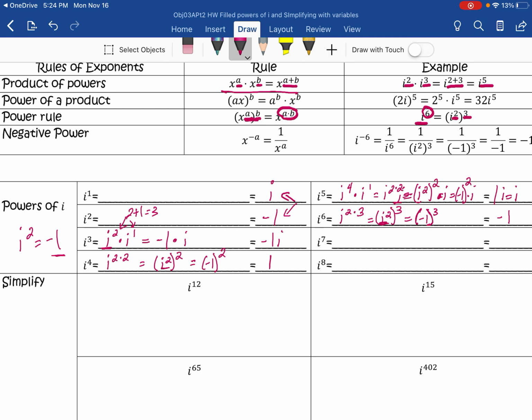i to the seventh. Well, I know that i squared is equal to -1. So I want to break it down, and I want to make sure that the power I have is going to be an even. So this is going to be i to the sixth times i to the first. Well, i to the sixth is the same thing as i squared times 3, which is the same thing as i squared to the third power, which is the same thing as (-1) to the third power times i. (-1) to the third power is -1, so that's -1i, or -i.